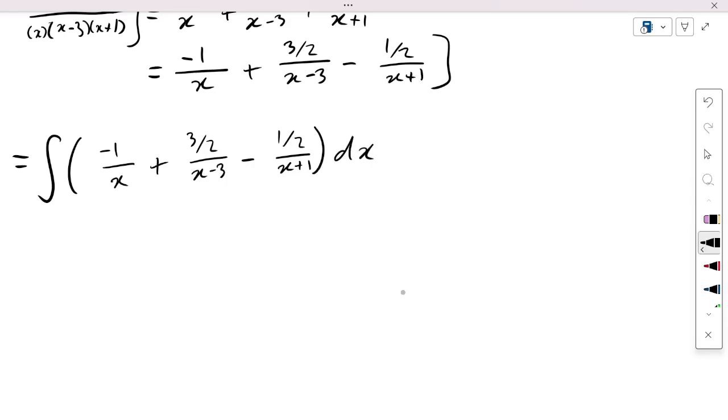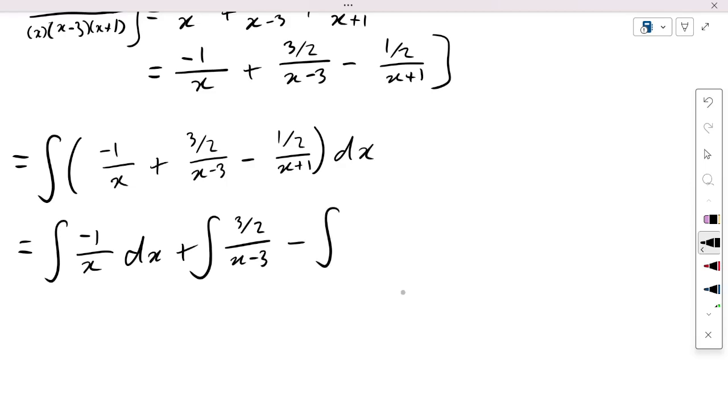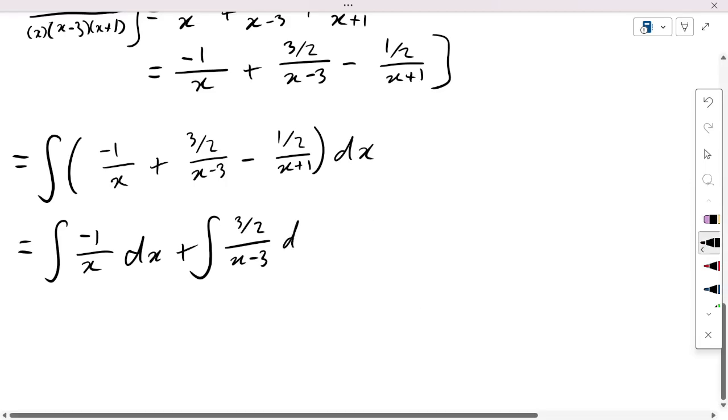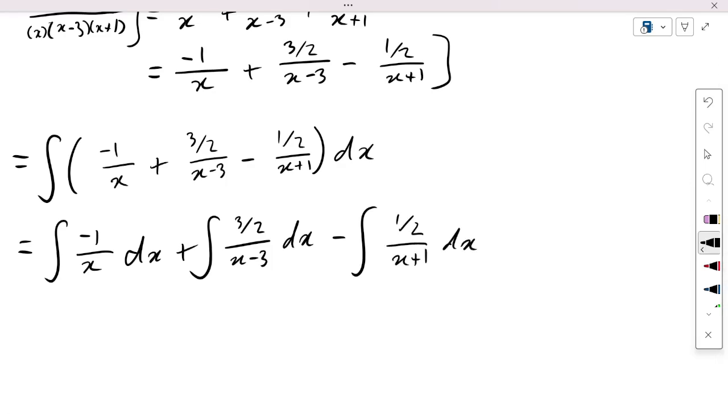So we just replace that fraction with all of that stuff now. And from here, we can just take the integral into all of them. So we're going to have the integral of -1 divided by x with respect to x, plus the integral of 3 over 2 divided by x minus 3 with respect to x, minus the integral of 1 over 2 divided by x plus 1 with respect to x. Perfect.